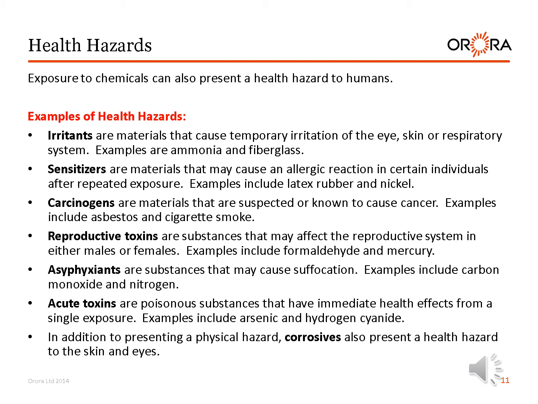Reproductive toxins are substances that may affect the reproductive system in either males or females. Examples include formaldehyde and mercury. Asphyxiants are substances that may cause suffocation. Examples include carbon monoxide and nitrogen. Acute toxins are poisonous substances that have immediate health effects from a single exposure. Examples include arsenic and hydrogen cyanide. In addition to presenting a physical hazard, corrosives also present a health hazard to the skin and eyes.